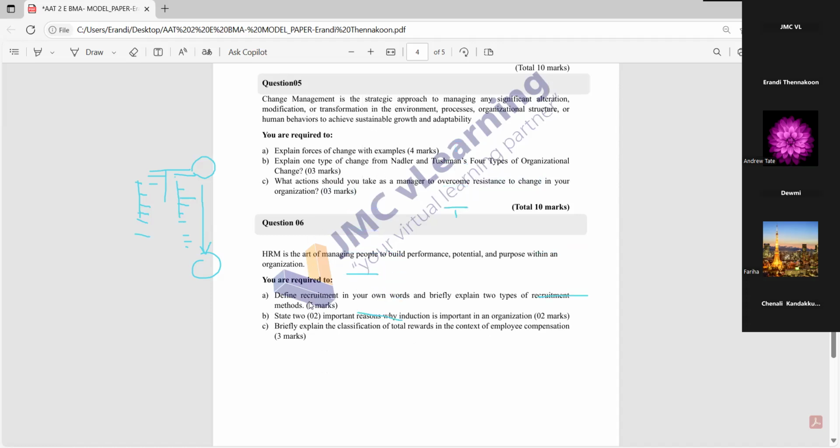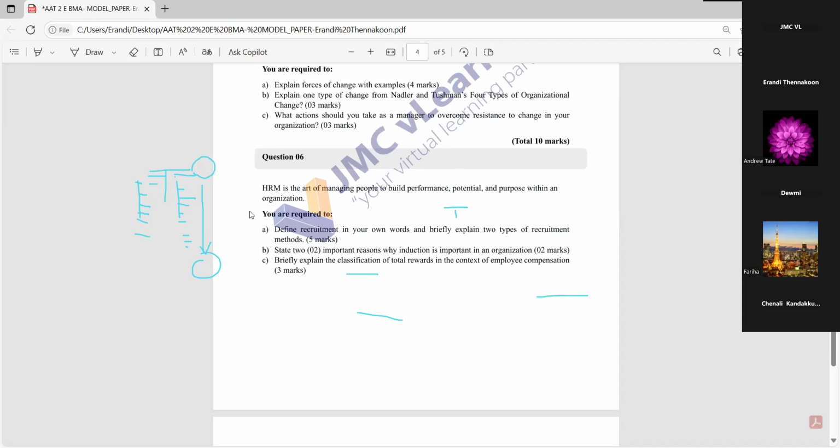And question 6. Here, I have focused on the HRM chapter. So define recruitment. When it comes to HRM, there are things that we can define, like job design, job specification, job description, recruitment, selection, training and development. It is a subject with lots of terms, right? So I ask you to define recruitment, in your own words. You don't have to write definitions from books or someone else's definitions. You can create your own definition, right?